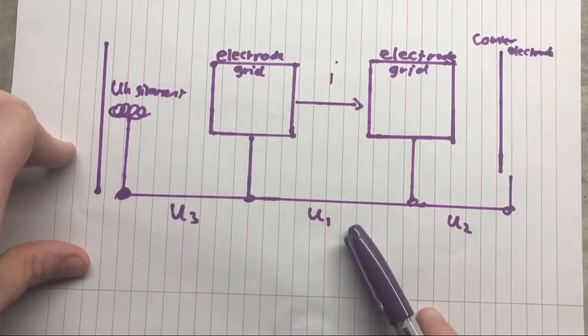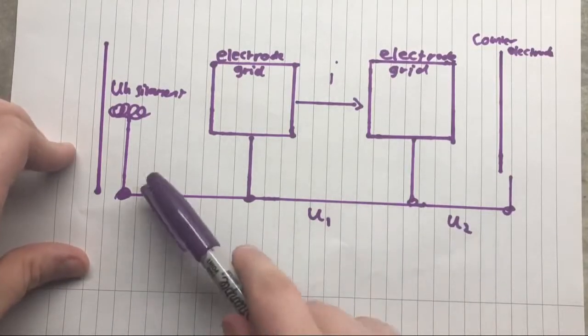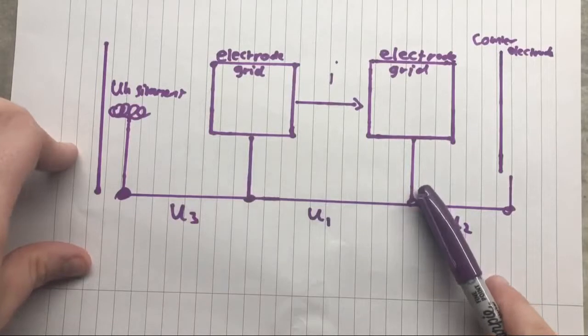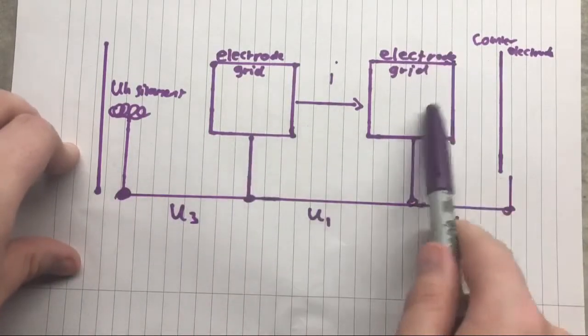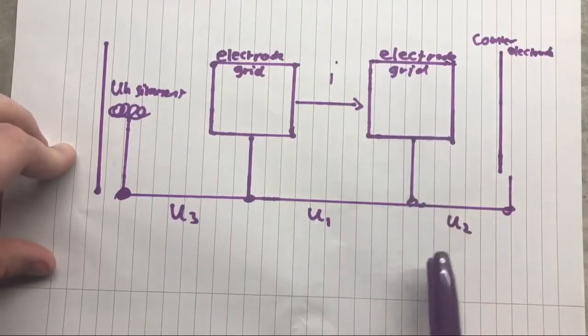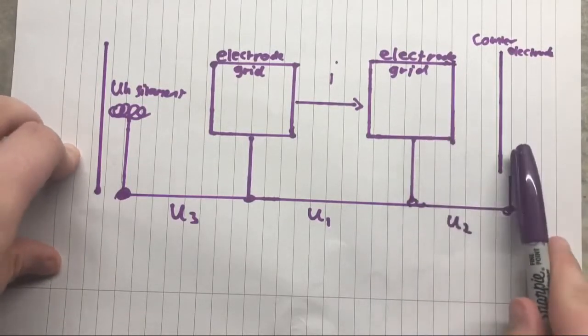U1 is a potential difference between 0 and 99 volts. This steadily increases, increasing the kinetic energy of the electrons and pulling them to the second electrode grid. U2, finally, is the potential difference between the electrode grid and the counter-electrode grid.